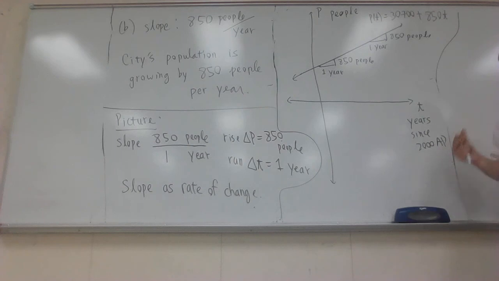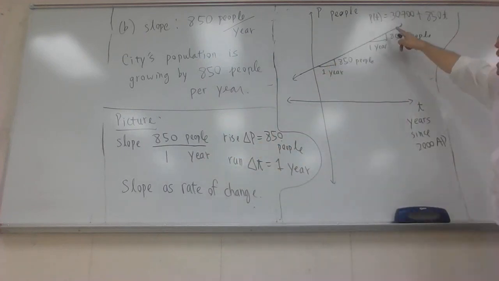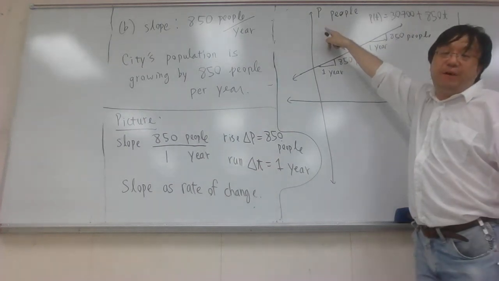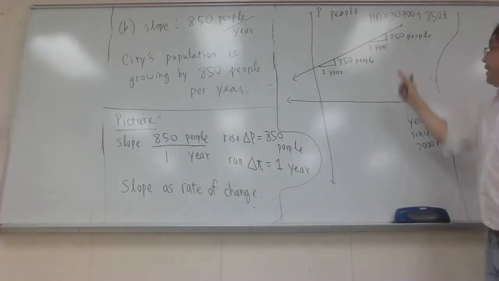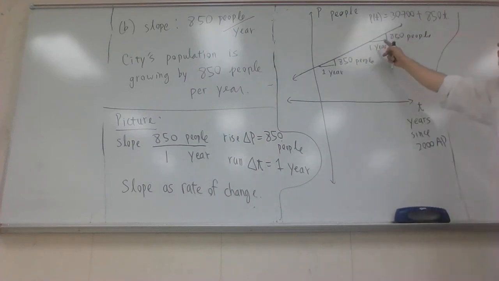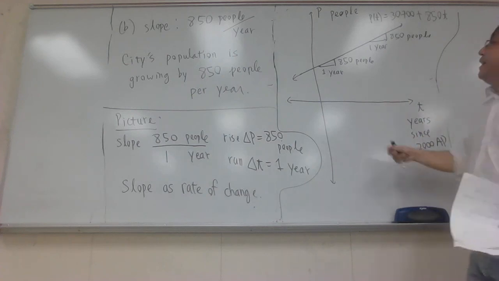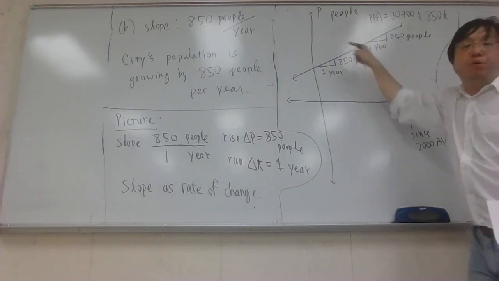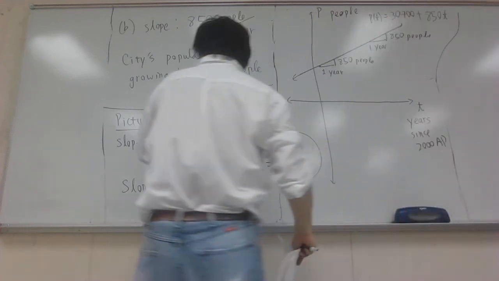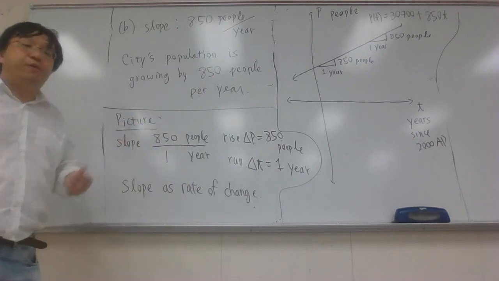This also explains why the units for the slope are people over year. The units of rise are people, and the units of run are years. So the units for rise over run, or slope, are people over year.